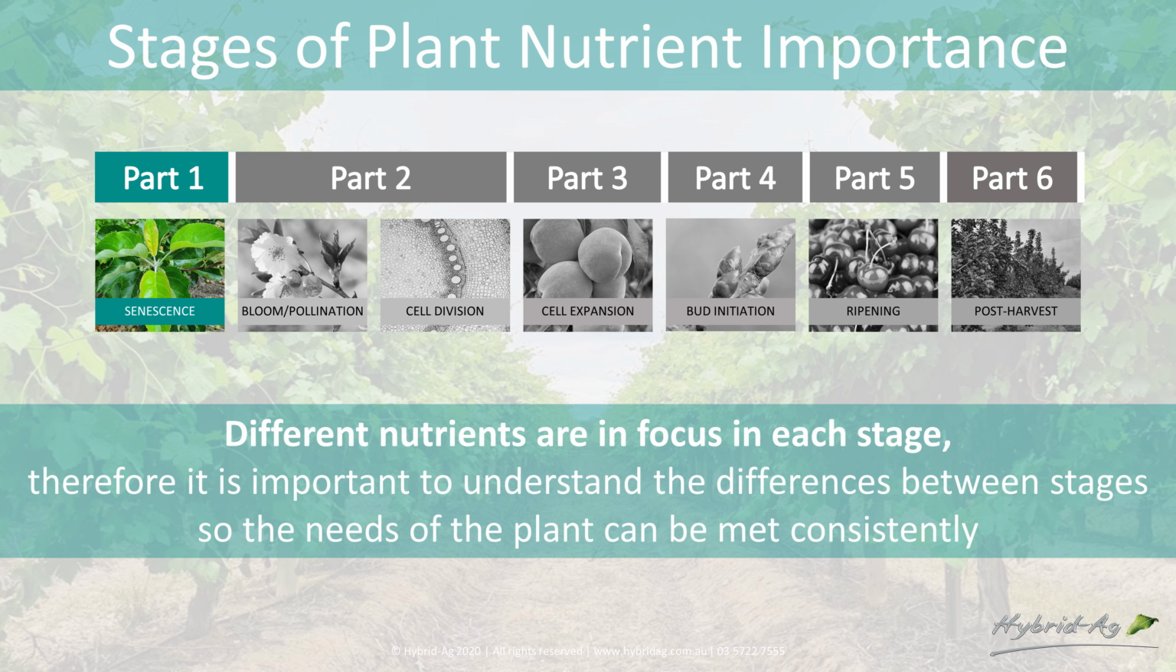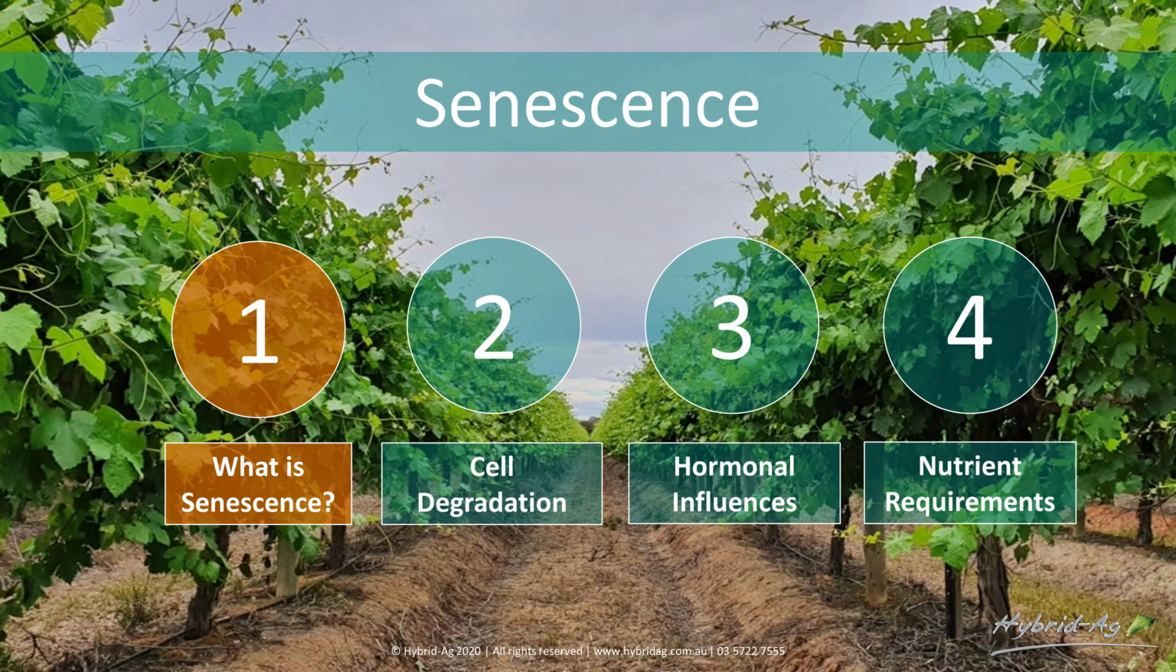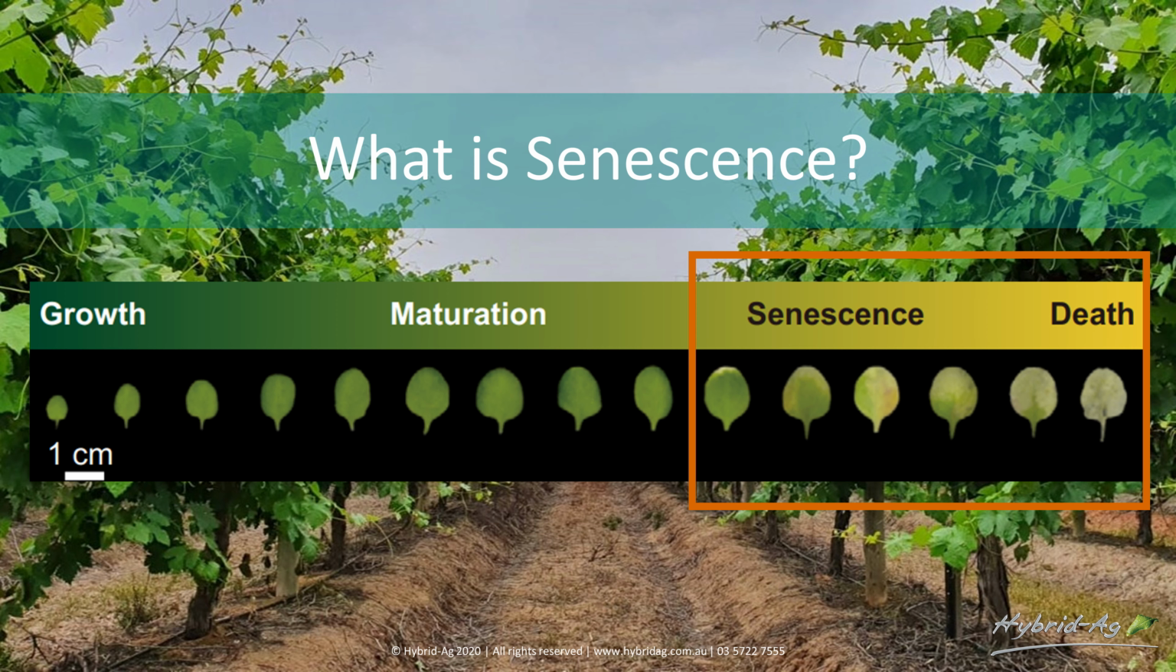As Sarah's mentioning, today we're talking about senescence, which is the first stage of our webinar series. Today's webinar will be broken into 4 parts. First, we'll do a general overview of what senescence is. Then we'll look at the cell degradation process within the leaves, hormones that can influence the speed and extent of senescence, and finally, the nutrient requirements of a plant during this stage.